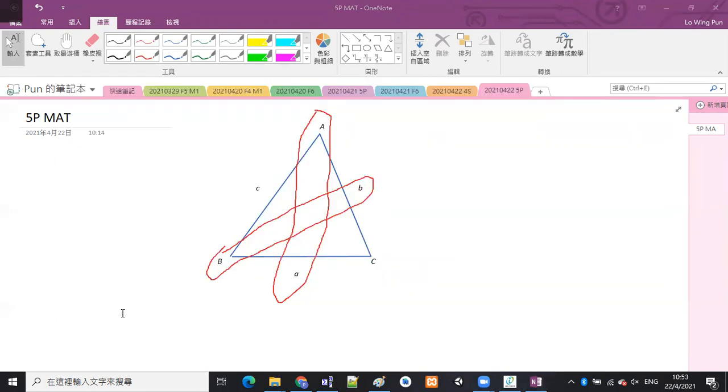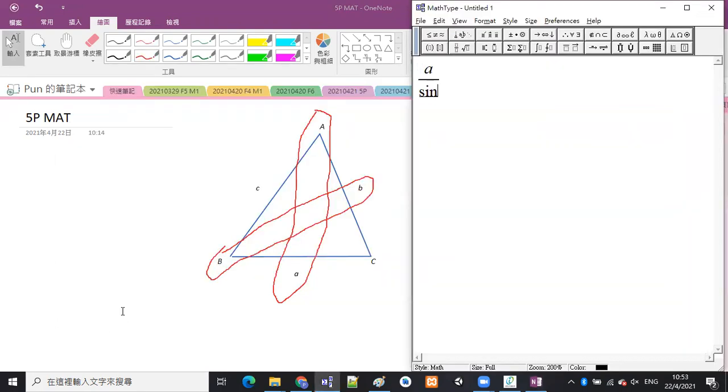It should be a over sine angle A is equal to b over sine angle B. This is the so-called sine formula. Normally we will set up this formula, and normally the question will give you 3 out of the 4 unknowns. There are 4 unknowns here, 2 angles and 2 lengths. If we know 3 of them, then put them into this formula, then we can calculate the 4th one. Can you get the idea here?